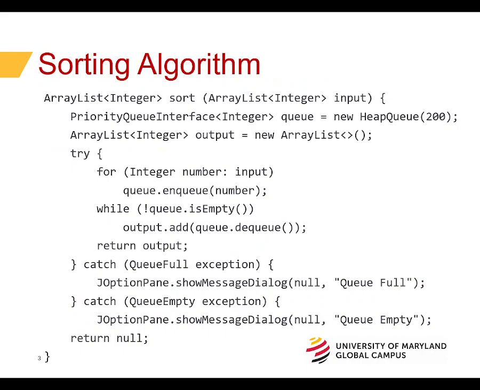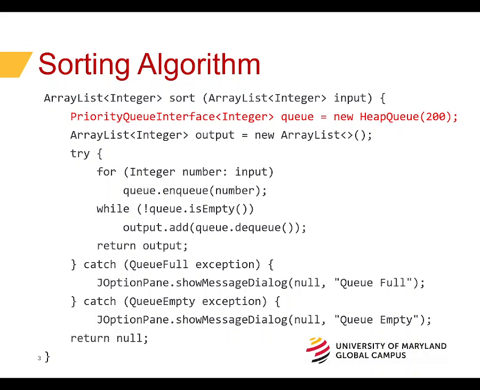The one portion of the code in our heap queue sort example that warrants examination is the algorithm that uses the queue to perform the sort. This code is a private method in the HeapQueue GUI class. The sort method accepts an ArrayList of integers and returns a sorted list. The priority queue implementation that is used is the one implemented with a heap.